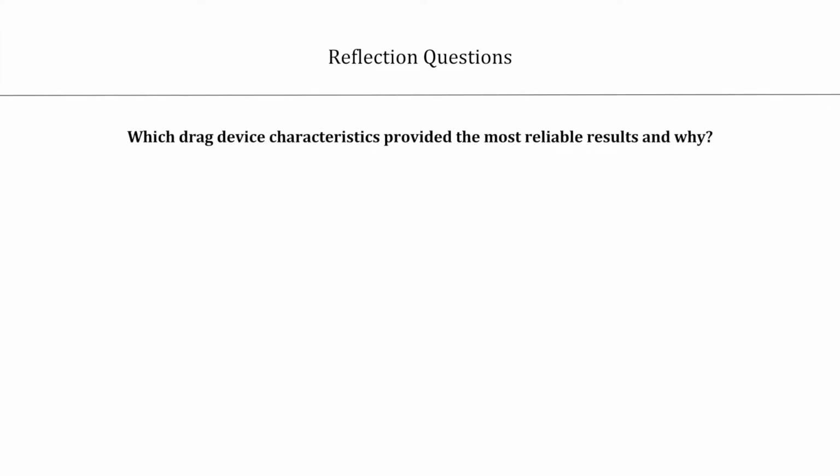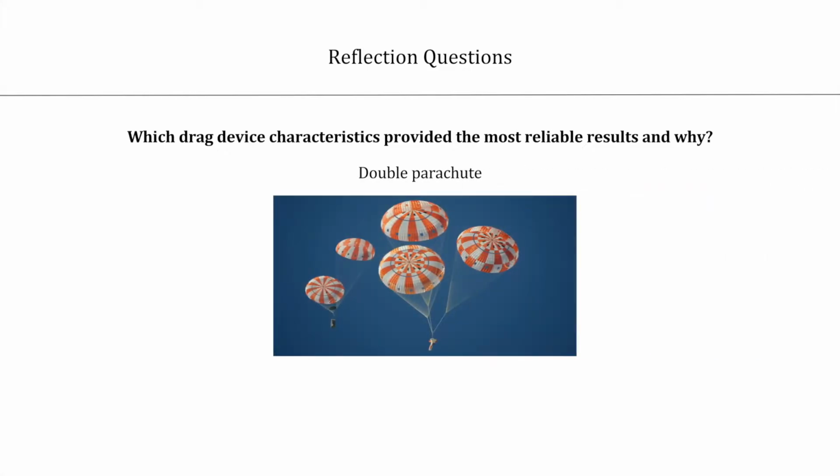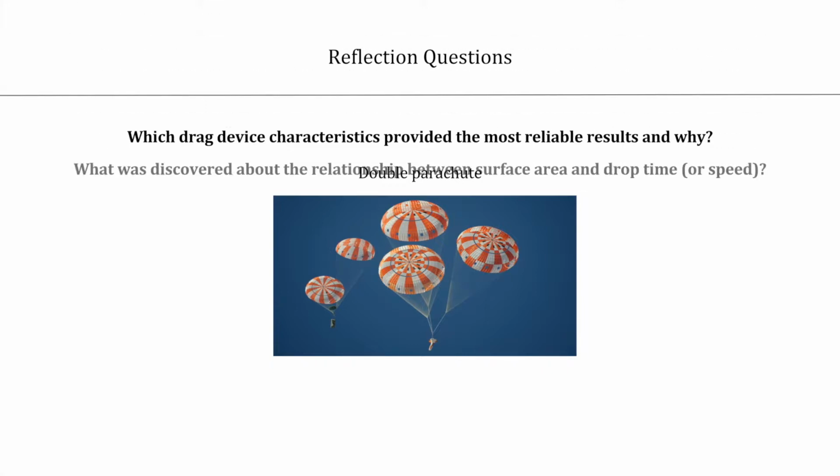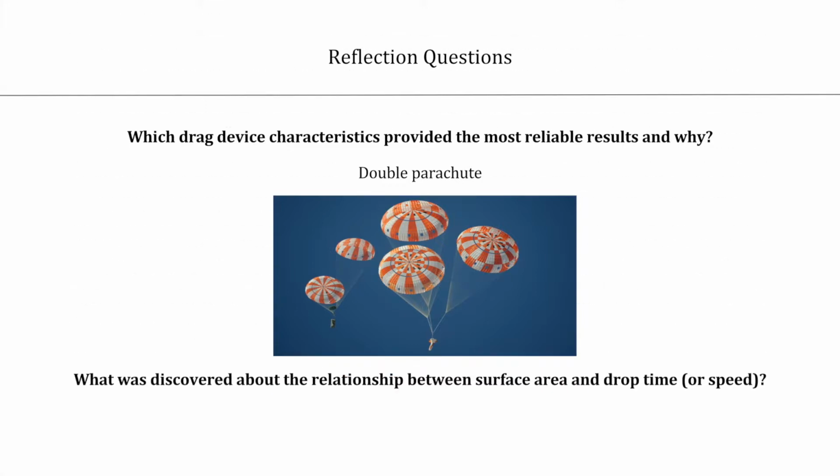The next and final section of the packet was conclusion, and the assignment within it was to answer reflection questions. The first question was which drag device characteristics provided the most reliable results and why. I came to the conclusion that having a double parachute had the most desired and reliable results because it provided more surface area to the structure, which made the drag device fall slower, not to mention that having multiple parachutes provided more stability.